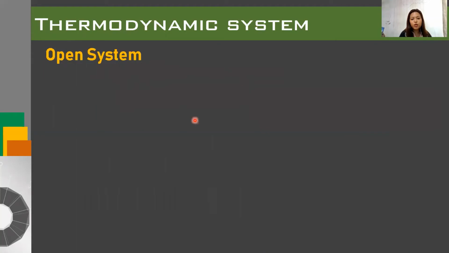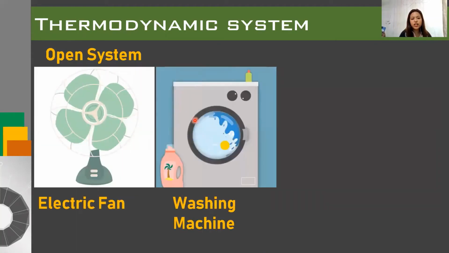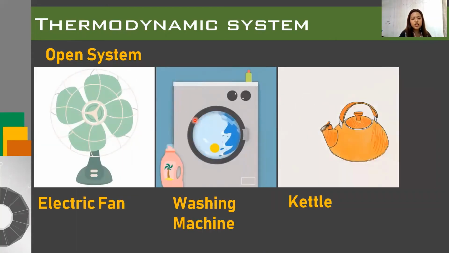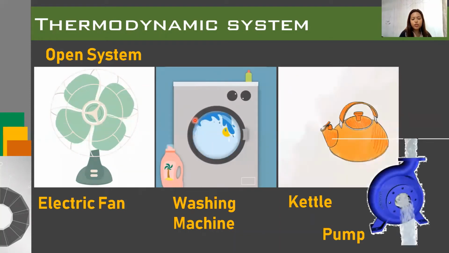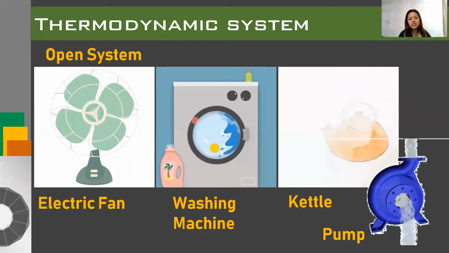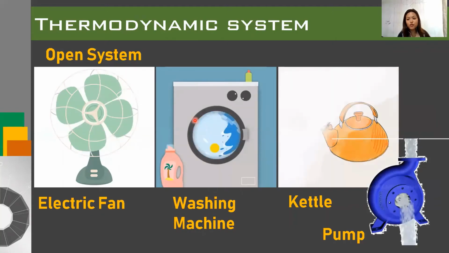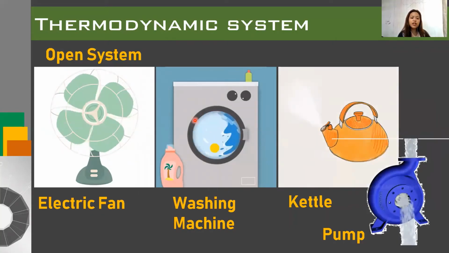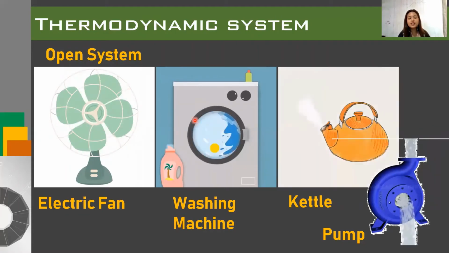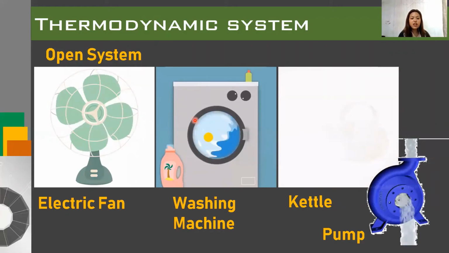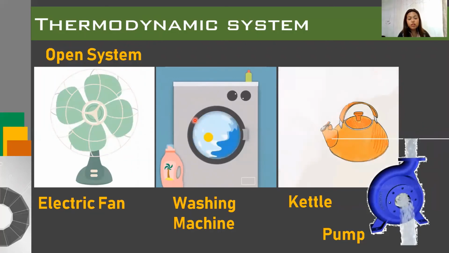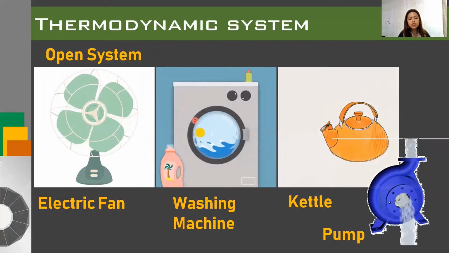Examples of open systems are the electric fan, the washing machine, the kettle, and the water pump. Let's take the electric fan as an example. The energy flows to the motor of the fan, and as the blade rotates, the energy dissipates throughout the system.